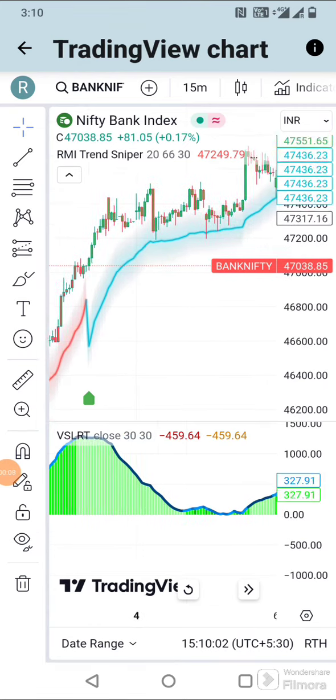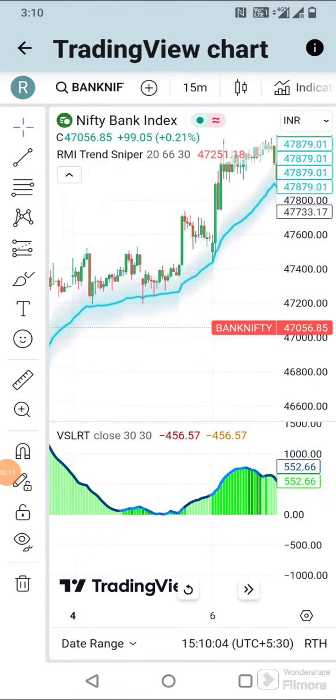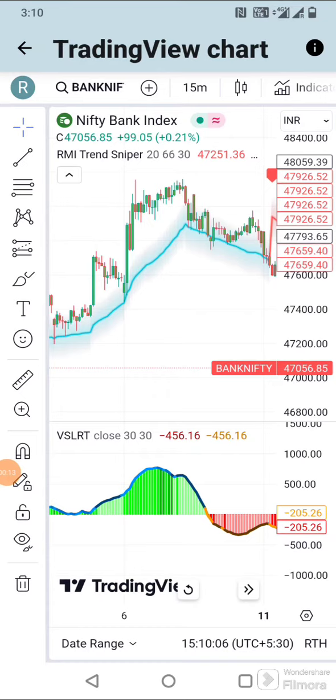Before applying it to the real money trading, do backtest the indicator, do paper trade, minimize the stop loss and gain more profits.